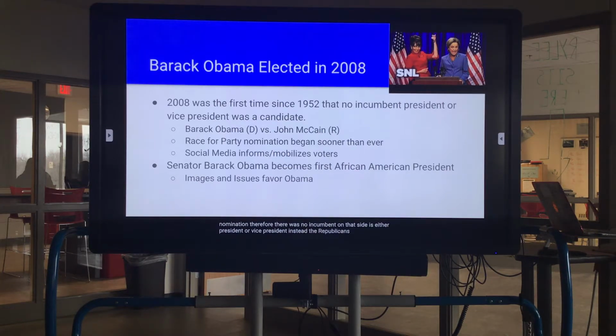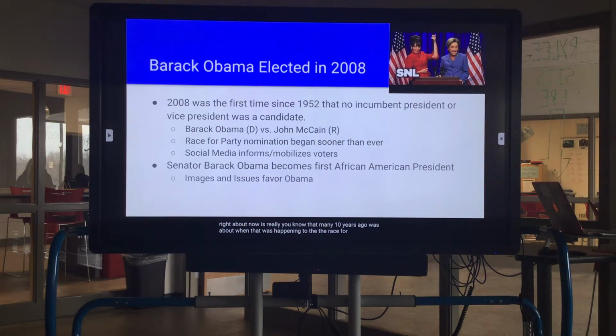Instead, the Republicans chose a guy by the name of John McCain, senator from Arizona, and Democrats chose a guy who was also a senator, from Illinois, Barack Obama. This race began very early on to seek their party's nominations. Probably right about now, 10 years ago, is about when that was happening too.